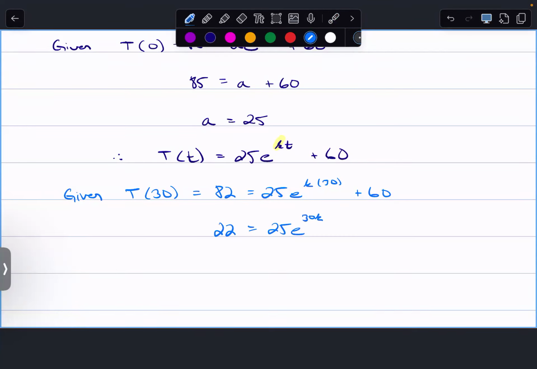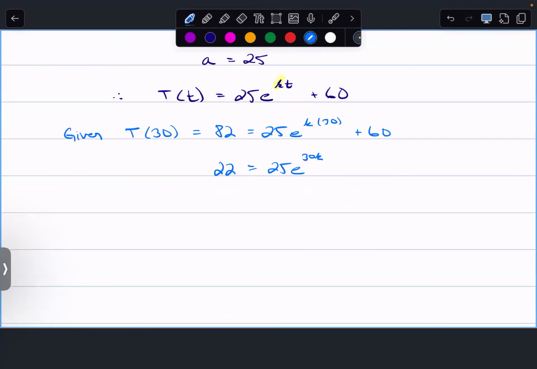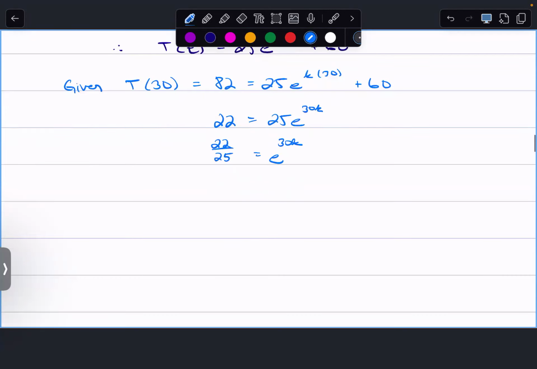I need to divide both sides by 25 so that I can get that exponential function on its own. 22 over 25. Does that equal something nice? I suspect no. Wouldn't it be great if it did? 22 over 25. Yeah, it does. That's great. It's 0.88. So 0.88 is e to the 30k.